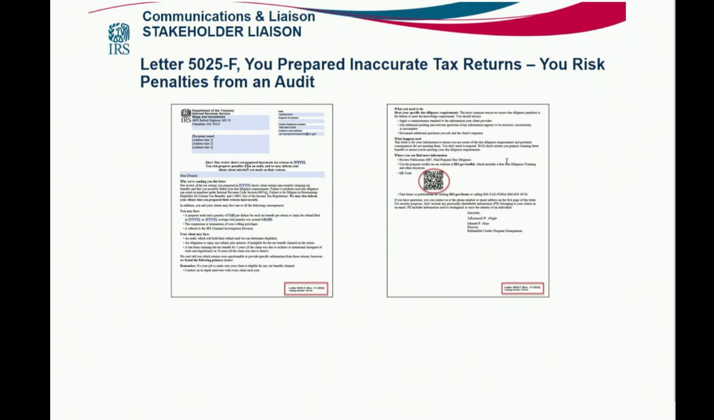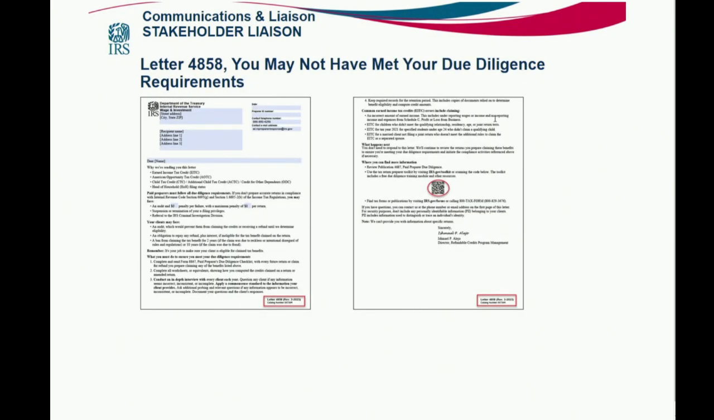First, let's talk about the 5025F, which is titled, You Prepared Inaccurate Tax Returns, You Risk Penalties from an Audit. This is an educational letter sent out after the filing season. We send this to paid return preparers who prepare tax returns claiming one or more of the credits or the head of household filing status. Our review of those returns indicated the preparer may not have met the due diligence requirements. The letter includes a QR code that directs preparers to the Tax Preparer Toolkit on EITC Central, which includes information for the tax preparers.